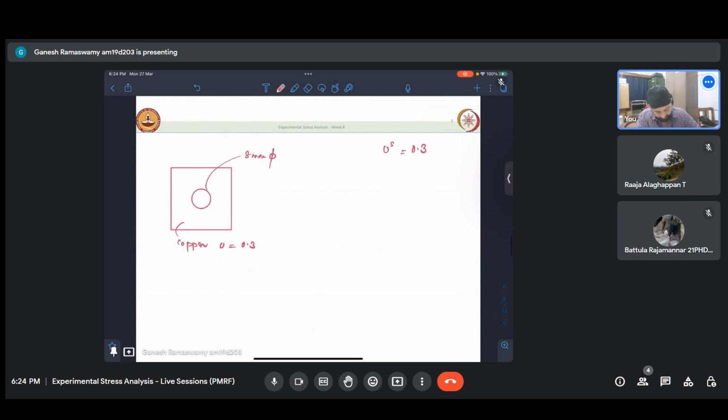So if we were to see the cross section here, what has been done is, okay, never mind. I'll just draw it like that. So we have our specimen here. This is the hole.